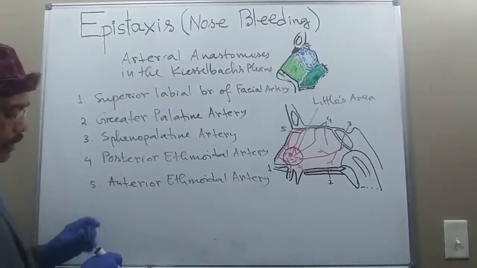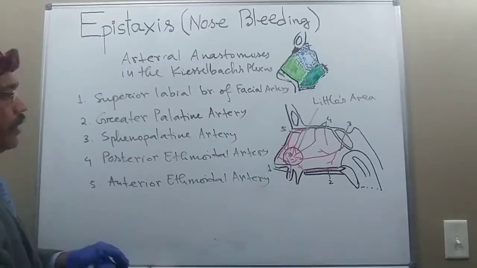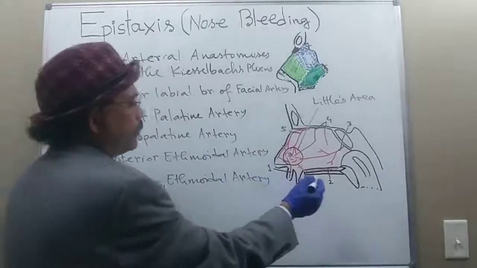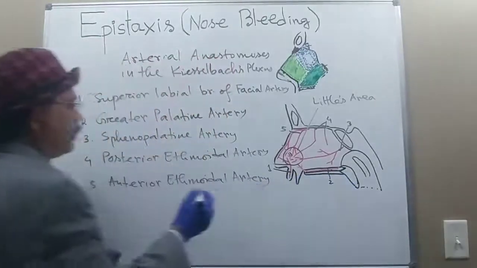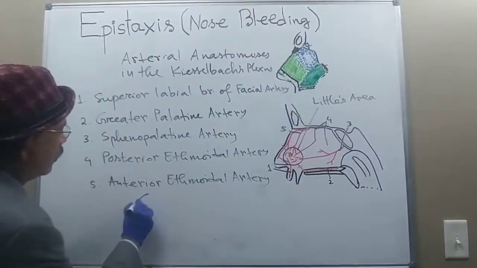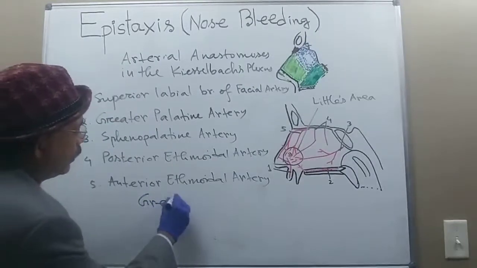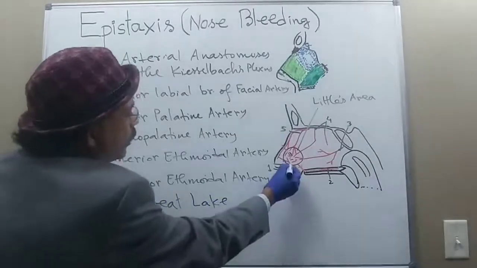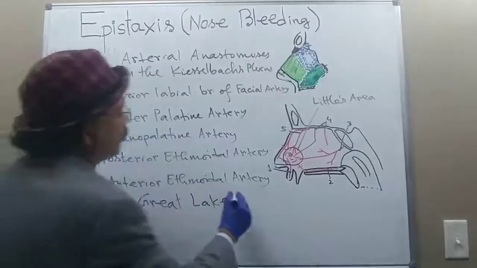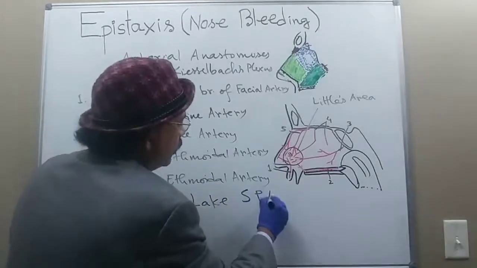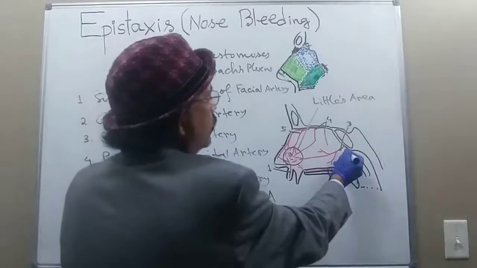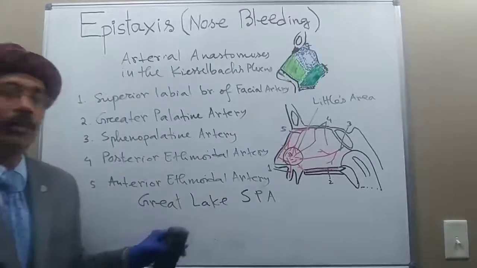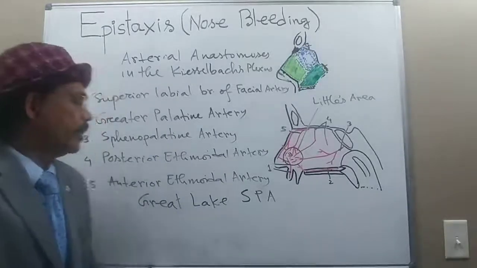How can you remember the arteries? You can remember it this way. Great Lake SPA. Great means greater palatine artery. Lake means labial, the superior labial artery, a branch of the facial artery. SPA, sphenopalatine artery, posterior ethmoidal artery, anterior ethmoidal artery. So this is my mnemonic. You may use your own mnemonic.